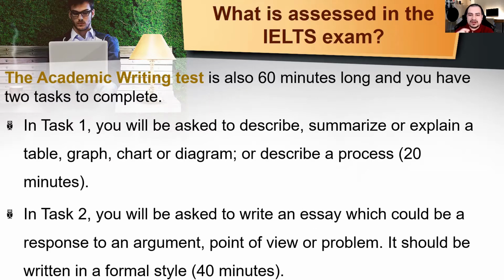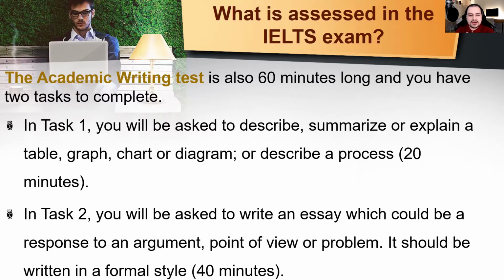Now, regarding the academic writing test, this one is also 60 minutes long, and you have to complete 2 tasks, okay? On task 1, you are asked to describe, summarize, or explain a table, graph, chart, or diagram, and you're also gonna describe a process, okay? You got 20 minutes for that. And for task number 2, you are asked to write an essay, okay? So don't worry too much about these tasks. They are pretty easy once you have gotten enough practice. So don't feel afraid of taking the writing test, okay? It's just a test, and if you prepare for it, you will be able to score well in it, okay?